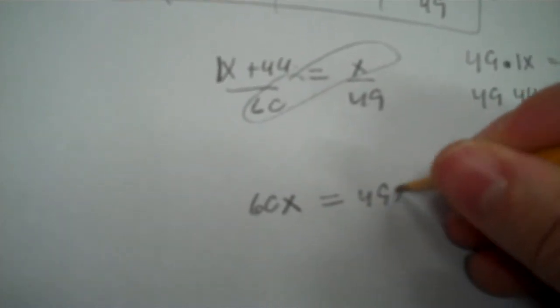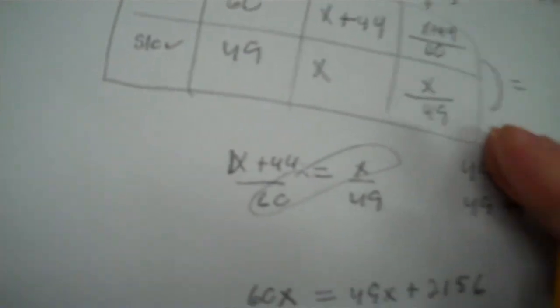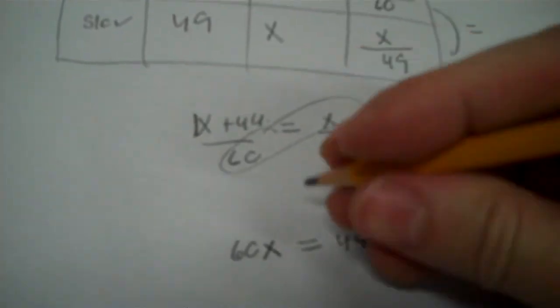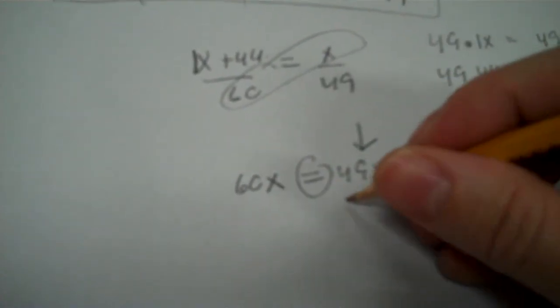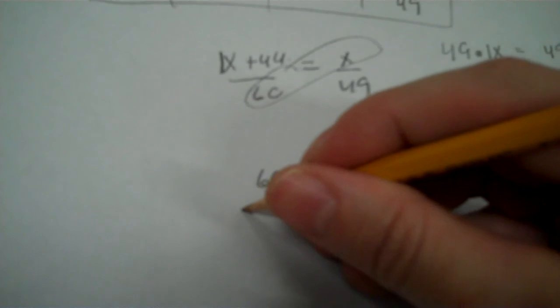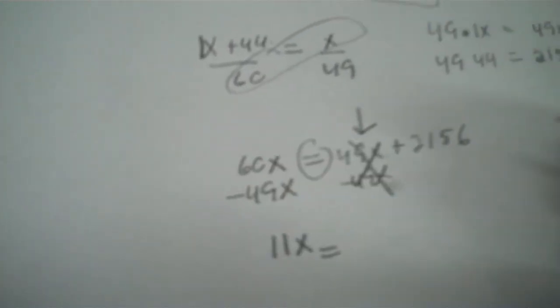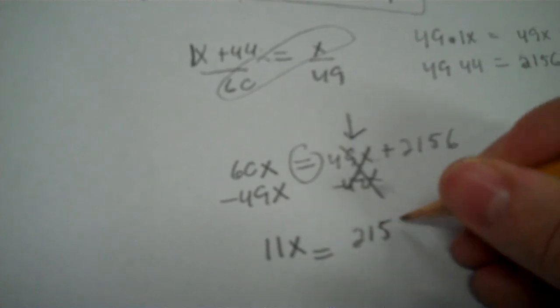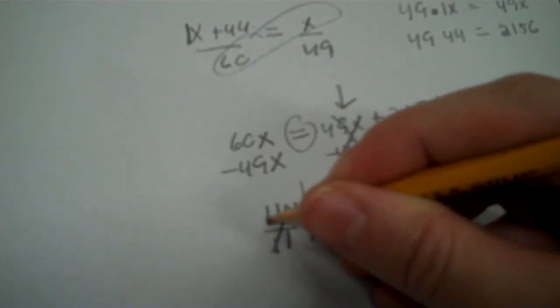Okay, so we got 49X plus 2,156. Okay, I got X's on opposite sides of the equation, so we'll mark that one and get that to become a 0 by subtracting it. So that's 11X, and over here you got 2,156. Then I'm just dividing by 11.